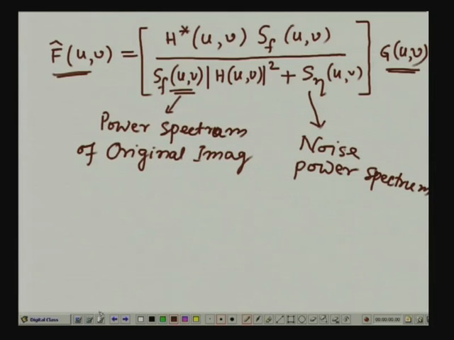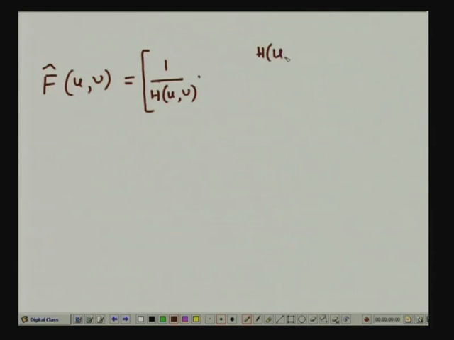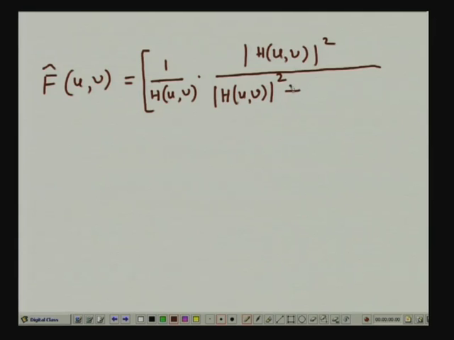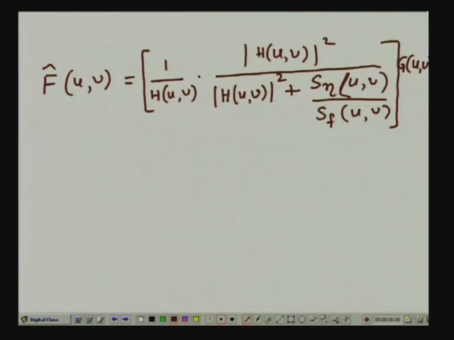Now, if I simplify this particular expression, I get an expression of this form: f hat u v is equal to 1 upon h u v into h u v square upon h u v square plus S eta u v upon S f u v into g u v. So, this is the expression of the Fourier transform of the reconstructed image when I use Wiener filtering.